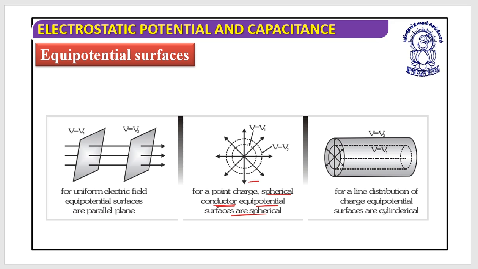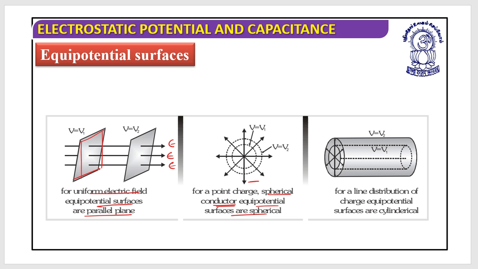Now let's say my direction of electric field is something like this, and the electric field is parallel. When electric field lines are parallel and the separation between two electric field lines is equal, I say that it is a uniform electric field. And for a uniform electric field, equipotential surfaces are parallel planes. This kind of sheets could be considered as equipotential surfaces.